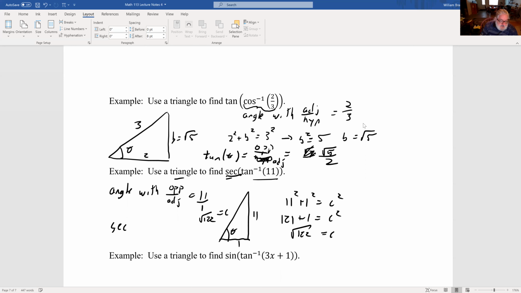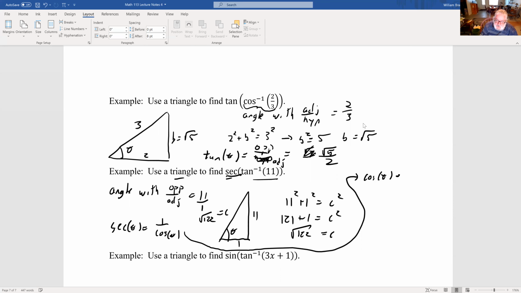I usually remember secant as being 1 over cosine. I've written myself into a box here because I don't have enough space, so we'll come way over here. 1 over cosine is the reciprocal of cosine, but cosine theta in this triangle is adjacent over hypotenuse. So secant theta is the reciprocal of cosine, so it's square root of 122.